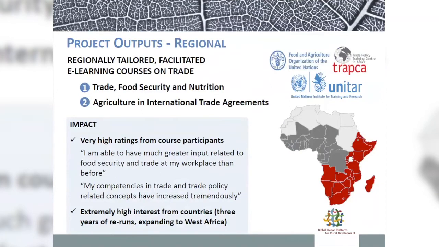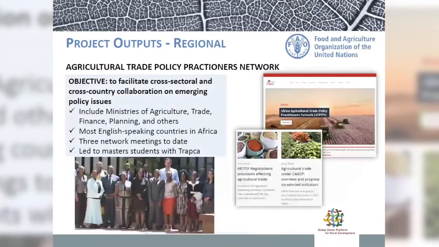If we can move to the next slide, please, then I move to the second output of the regional component of the FMM project, which was the creation of the Agricultural Trade Policy Practitioners Network, the ATPPN, as we call it. This was also done in collaboration with TRAPCA, our regional partner, and the objective was to facilitate cross-sectoral and cross-country collaboration on emerging policy issues.